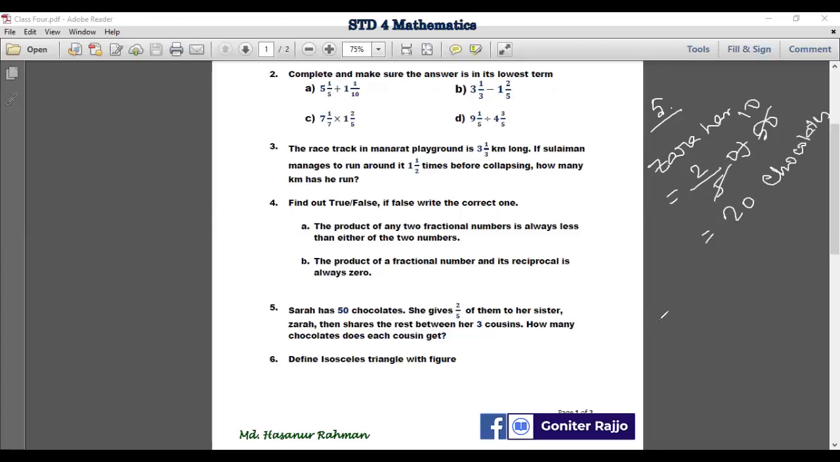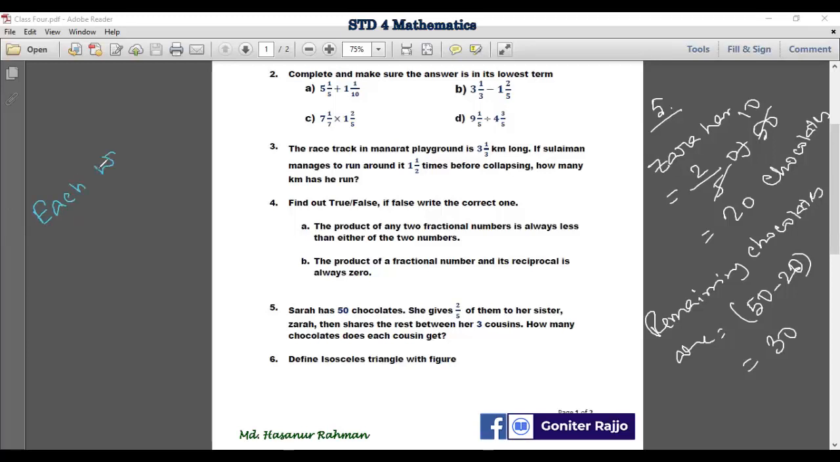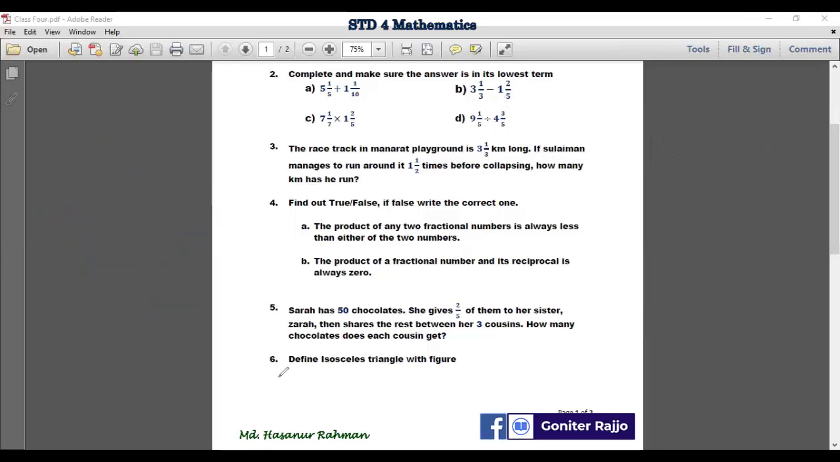So now you have to find out the remaining chocolates. So the remaining chocolates are 50 minus 20, that should be 30. So now Sarah wants to share these 30 chocolates with her 3 cousins. That means now each will get 30 divided by 3, that means 10 chocolates. So the answer should be 10 chocolates. Very simple.